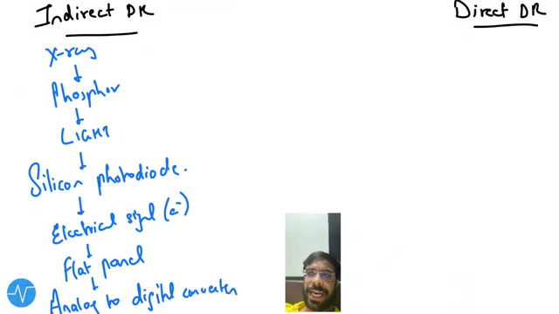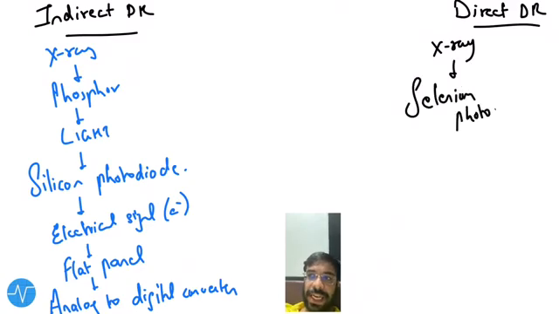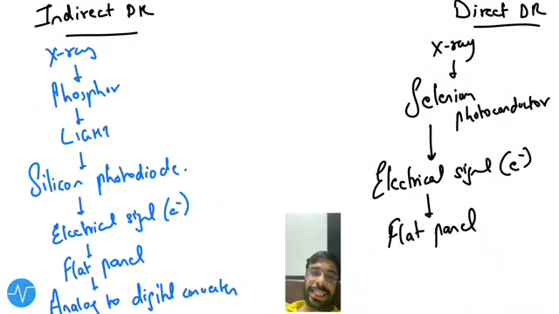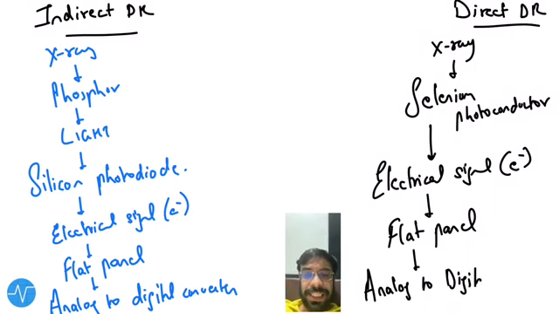What happens in direct DR? In direct DR, X-ray will directly hit the selenium photoconductor, which will directly produce an electronic signal or electrons, then the flat panel and an analog to digital converter. This DR is placed directly inside the table. Therefore, when the X-rays hit the DR plate, through either indirect DR or direct DR, the image is directly formed. This is DR.